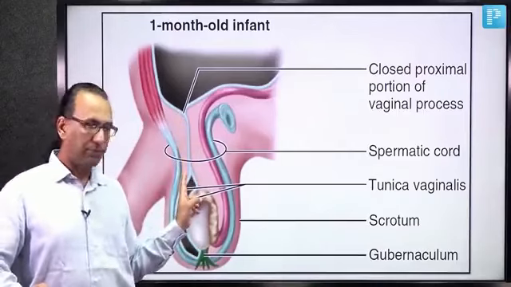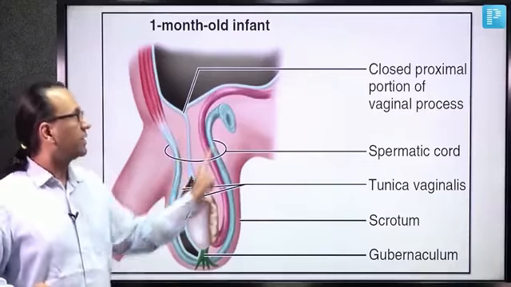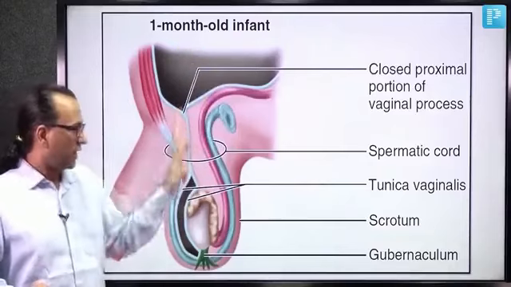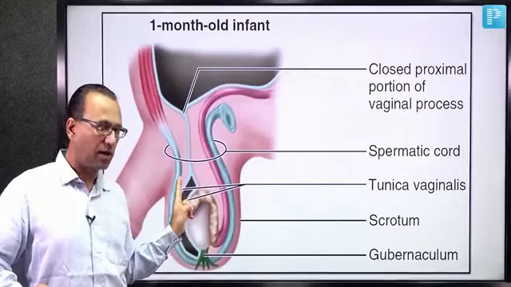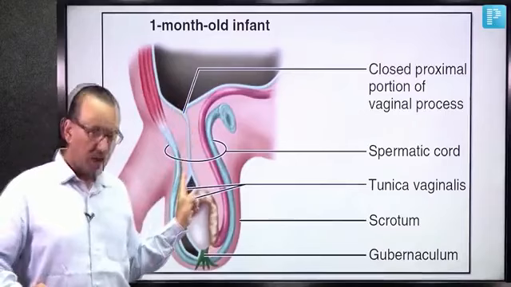What will happen if there is a persisting processus vaginalis? Then there will be a problem, and it might happen that intestine or omentum from the abdomen might enter the inguinal canal and the scrotum, causing an indirect inguinal hernia, which can happen in a male as well as a female, usually at a young age.